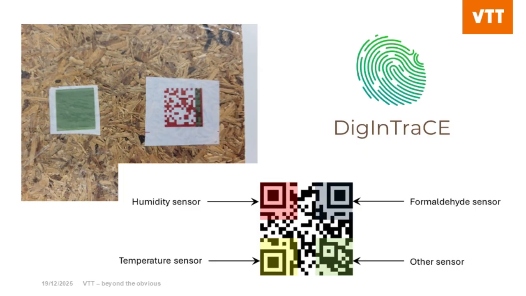In DigInTraCE, the sensor development has focused on two main indicators, humidity and aldehyde. Both use color-changing inks to visually signal environmental changes. For humidity, the indicator responds to low relative humidity levels, while the aldehyde sensor detects formaldehyde concentrations, relevant for regulatory compliance in wood-based products. The development of the SmartTags will continue in the use case-specific tasks.